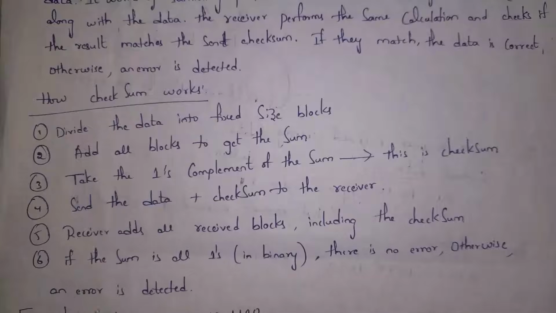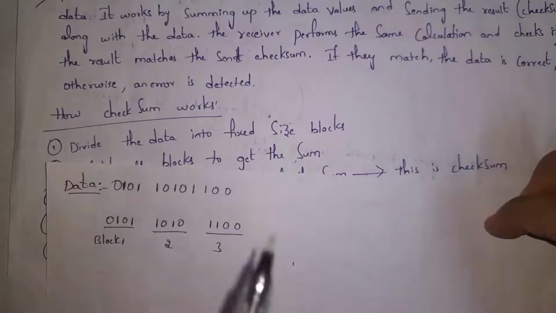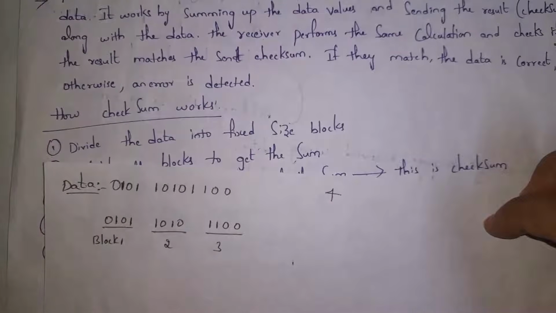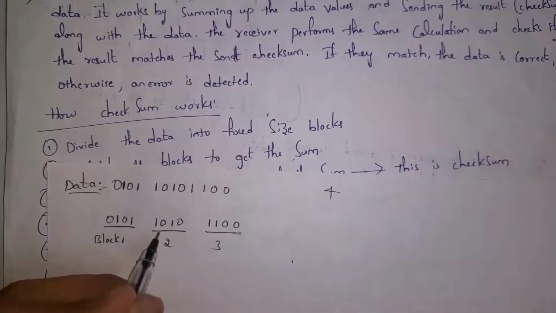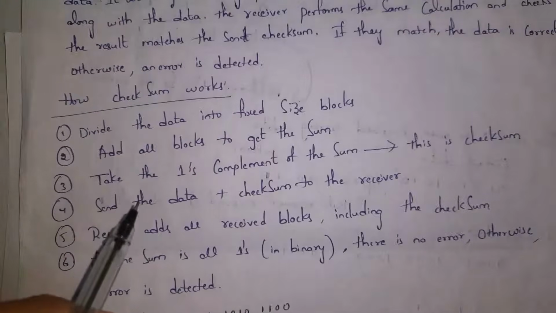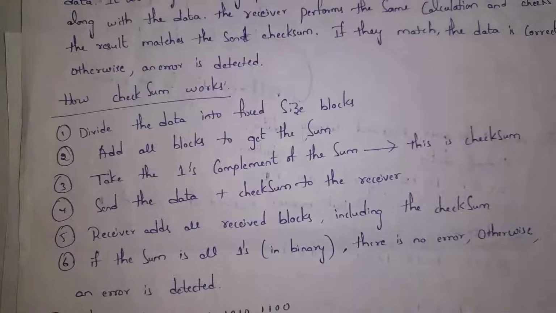This is how the checksum will work. The first step is, we need to divide our data into fixed size blocks. I am selecting size 4. Each block will contain 4 bits. This is block 1, block 2 and block 3. After dividing our data into fixed size blocks, the next step is, we need to sum up all the blocks. That is nothing but, we need to perform binary addition between these blocks.